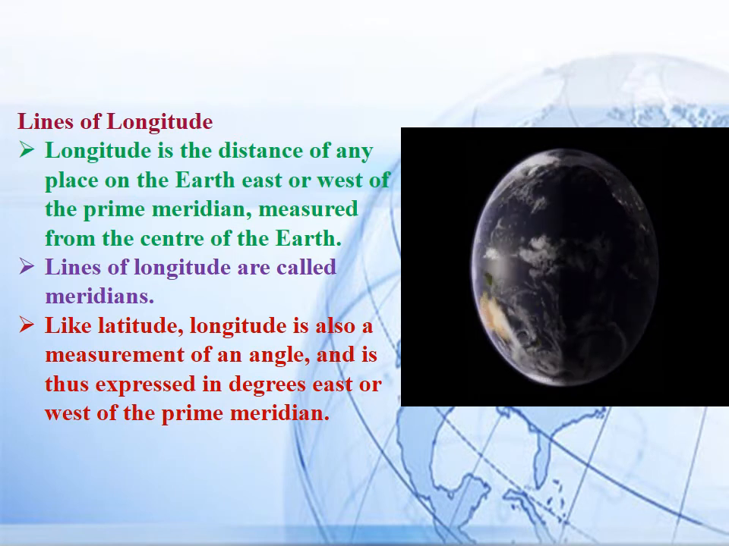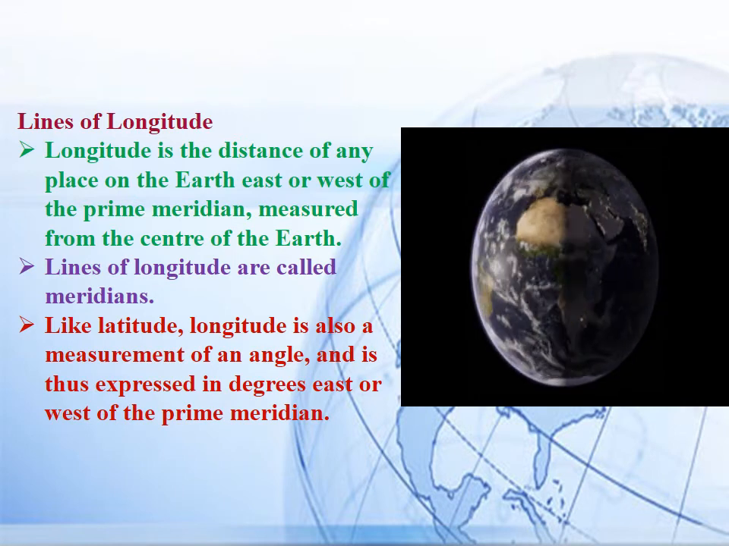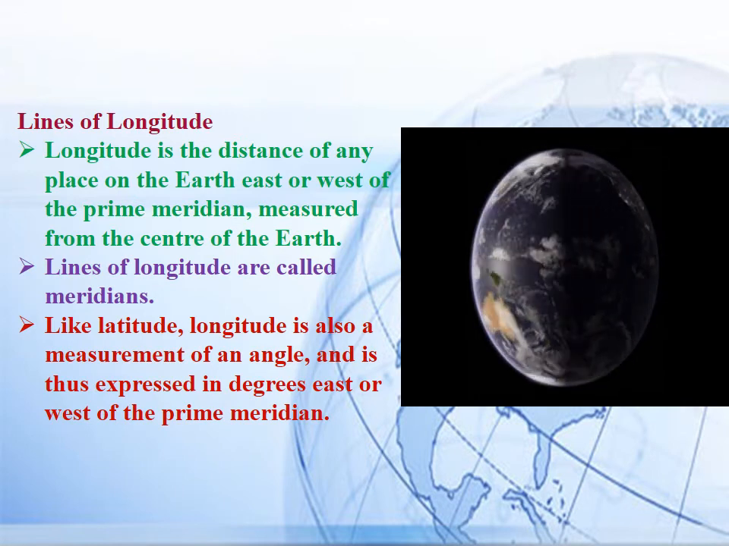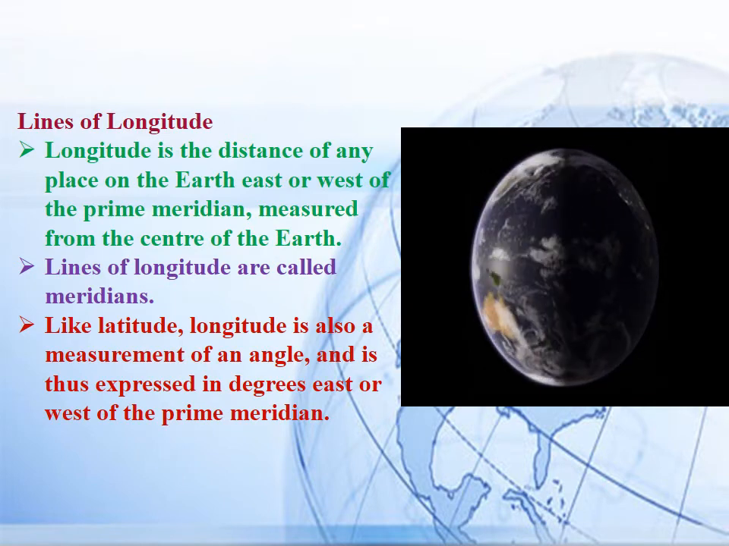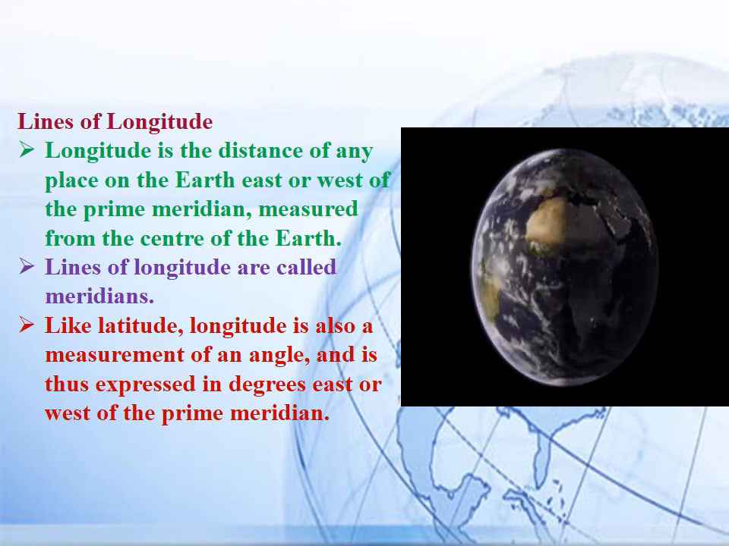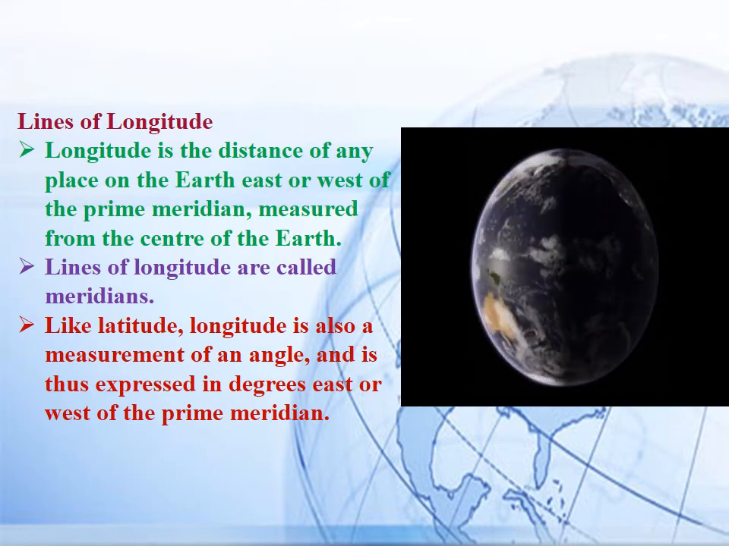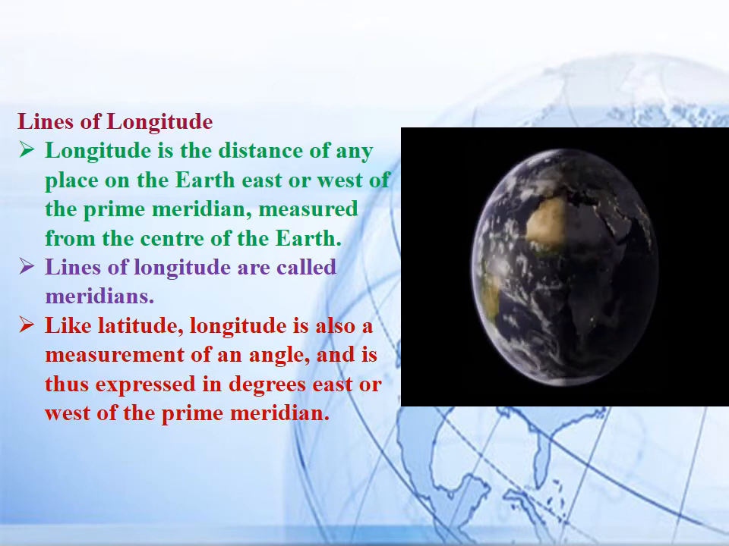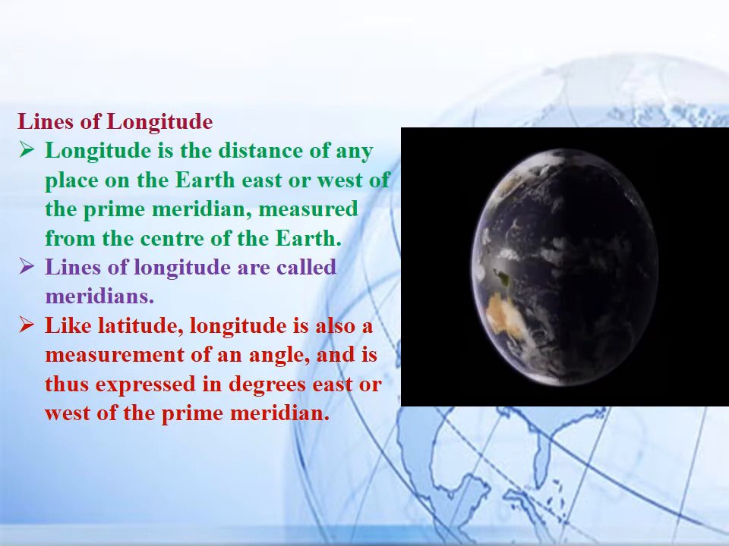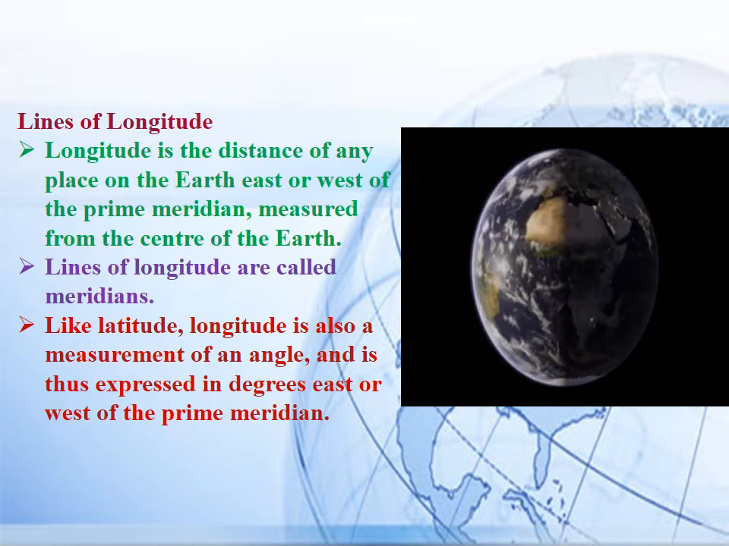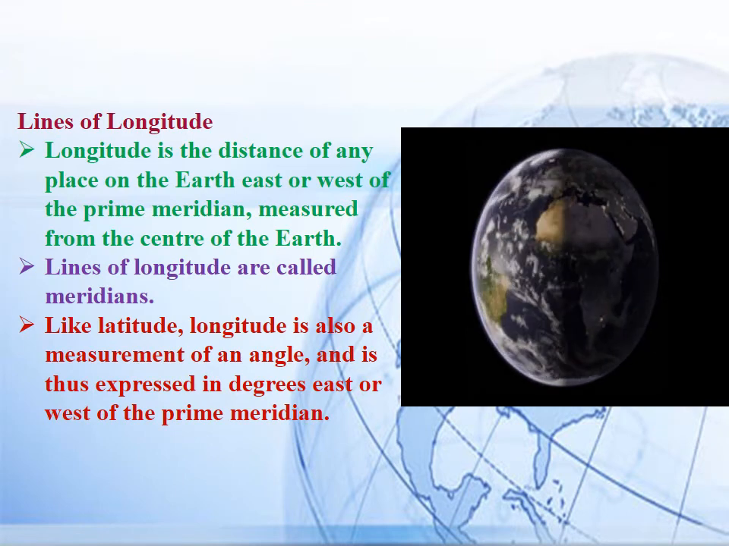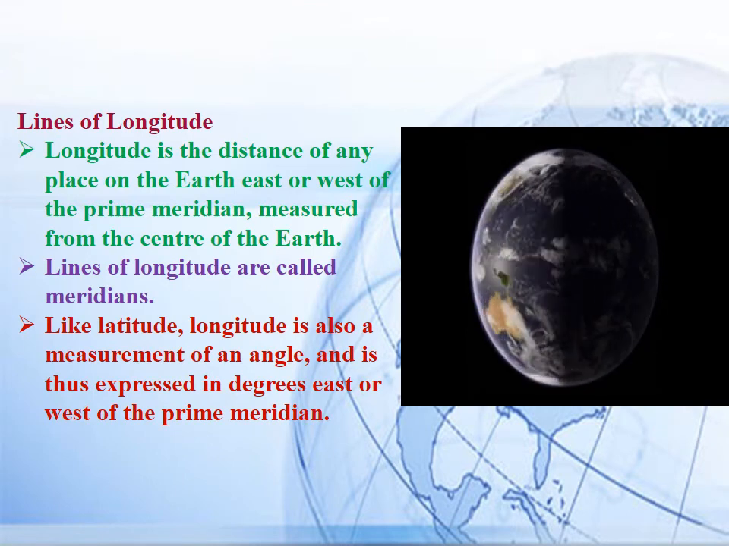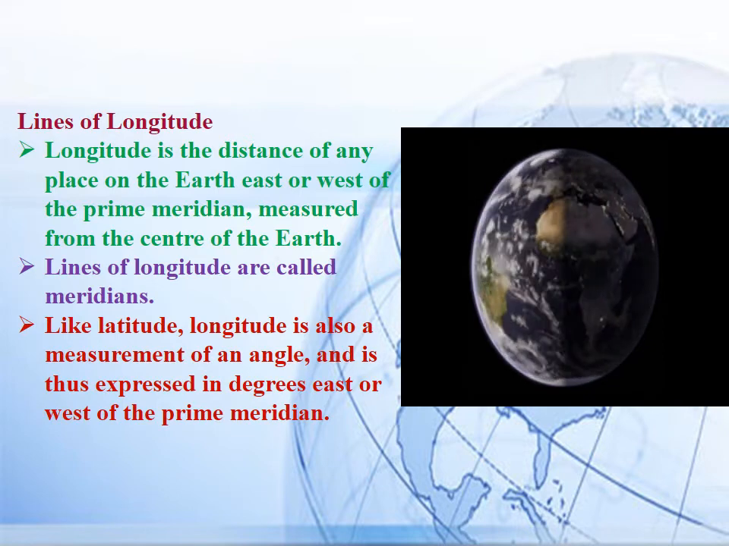Lines of longitude. Longitude is the distance of any place on the earth east or west of the prime meridian, measured from the center of the earth. Lines of longitude are called meridians. Like latitude, longitude is also a measurement of an angle and is thus expressed in degrees east or west of the prime meridian.